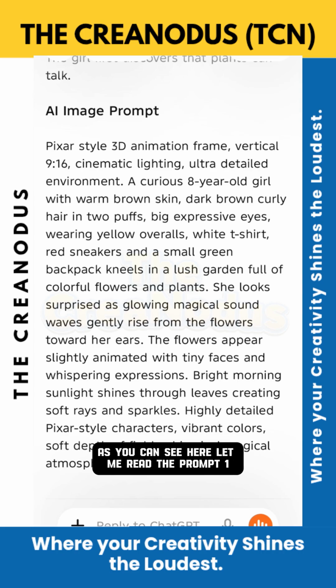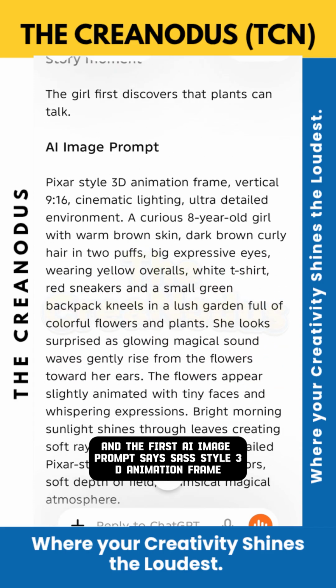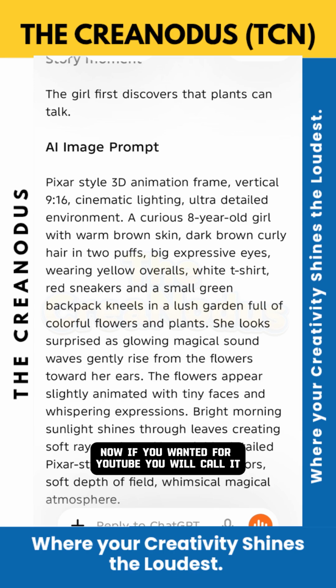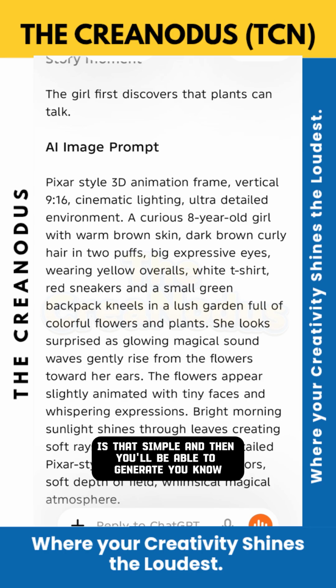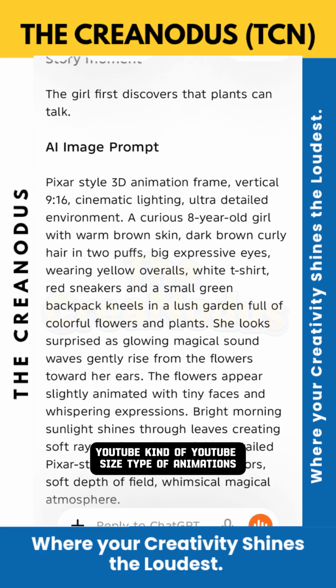As you can see here, let me read prompt 1. The first AI image prompt says Pixar-style 3D animation frame, vertical 9:16. Cinematic lighting and the rest of it. Now if you wanted it for YouTube, you will just change this 9:16 to 16:9. It's that simple, and then you'll be able to generate YouTube-size animations.